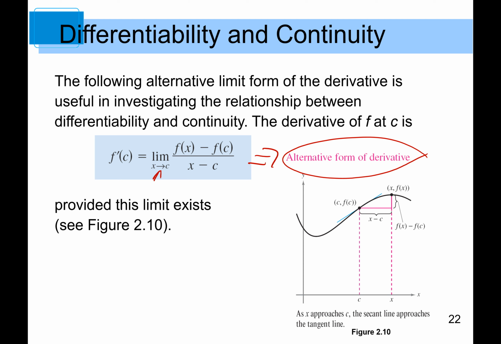As x approaches c, the secant line approaches the tangent line. It means this point is getting infinitely close to that point, and eventually the secant line becomes the tangent line, moving towards that.